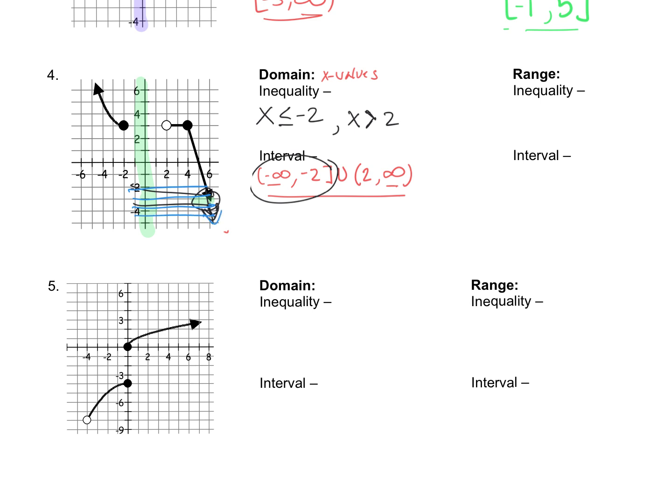That's going on forever, so it's negative infinity, comma, and then if I keep going up the y values, it goes all the way up to this 3. If I look at the graph on the right, that's going to be an open circle at 3. So it's going to be like that. Union. Now I'm going to look at the other graph.